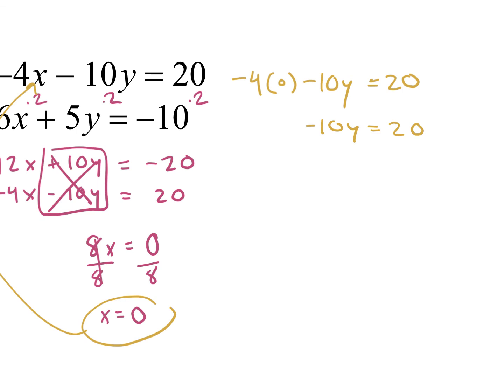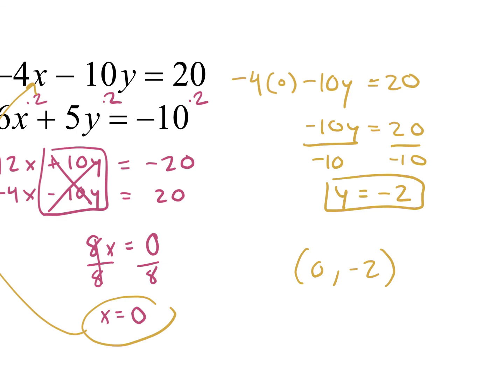You divide. Divide by what? Negative 10. Divide by negative 10. Which then leaves you with y equals negative 2. Awesome. How do I write my answer? 0, comma, negative 2.